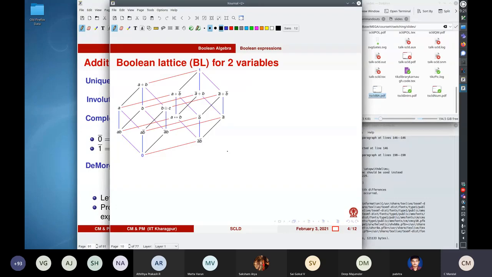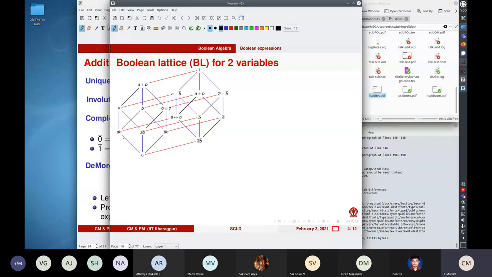Now, what you have shown here is a Boolean lattice for two variables. You have two variables, and corresponding to these two variables, we have constructed a Boolean lattice. If you look at the structure, over here we had three sets, while here these two variables you can think of as two sets, A and B.